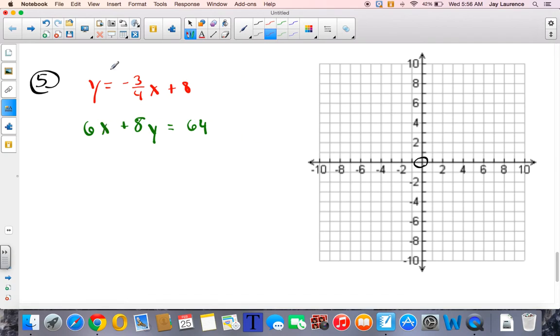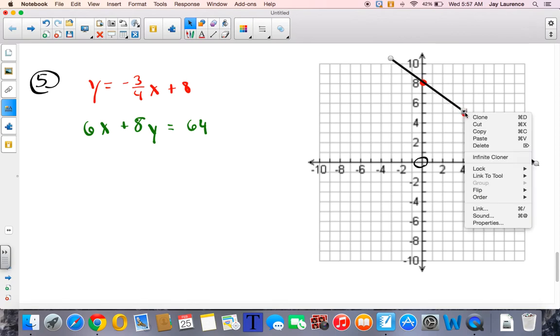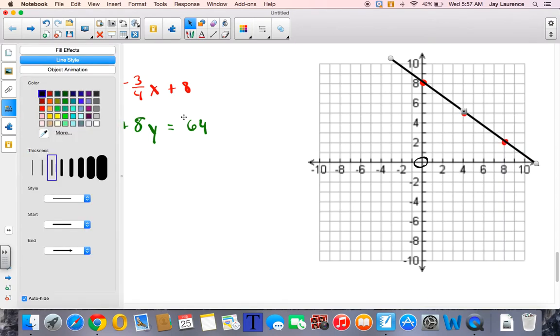All right, well, let's graph this red one. It's in slope-intercept form. Y-intercept is 8. And I'm going to go down 1, 2, 3, 1, 2, 3, 4. Down 1, 2, 3, 1, 2, 3, 4. And we're going to graph this. Let me make it a little bit longer.